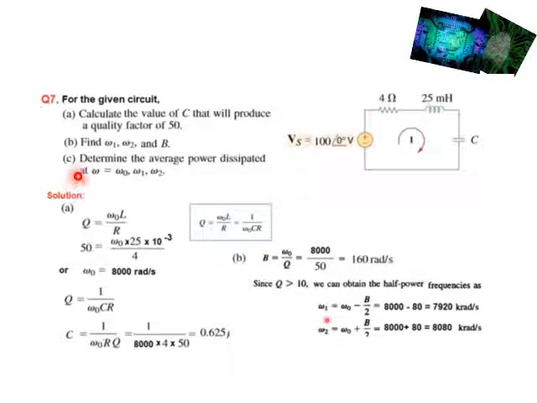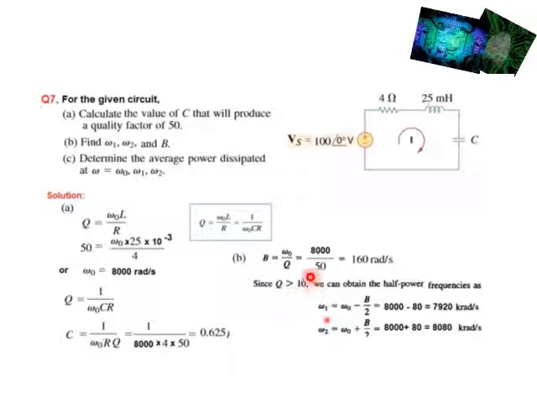Okay. B, find omega 1, omega 2 and B. The bandwidth B is omega 0 over Q. Omega 0 is 8000. Q is given as 50. So 8000 over 50 equals 160 radian per second. The bandwidth is 160 radian per second.